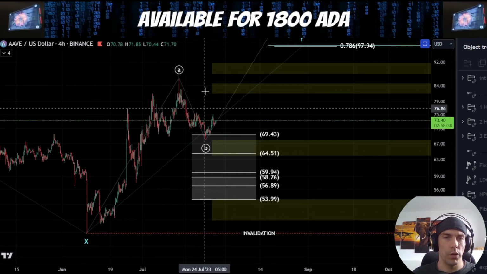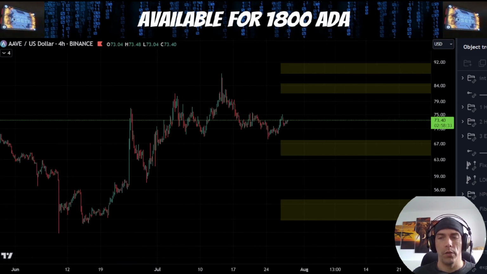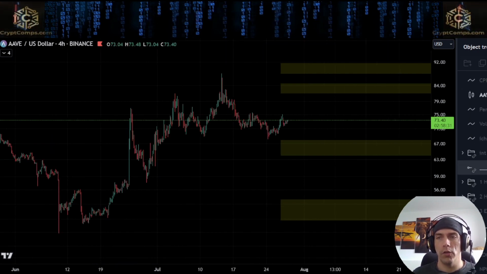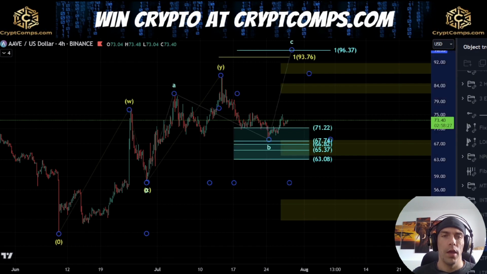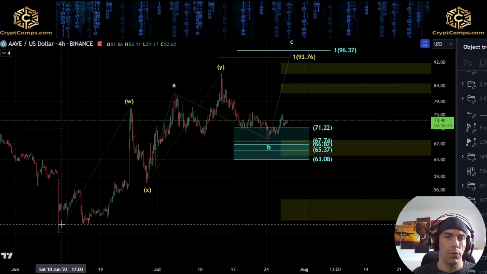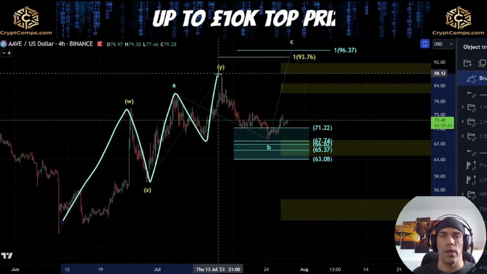Okay, so we're going to discuss what the internals of this move could be here and what we would be looking for to the upside. Looking at the internals of this structure, there's two ways that we could potentially look at this. We could argue that we have this as just a corrective move here, in which case this is a W, this is an X, and we could say that this is A, B, C, and completed.